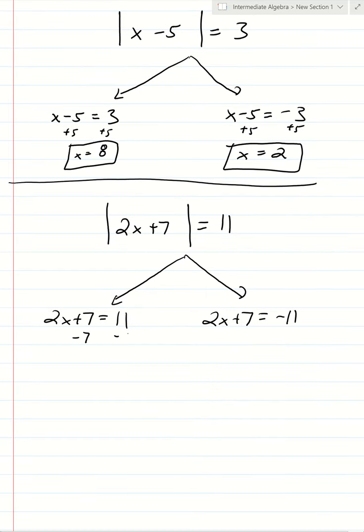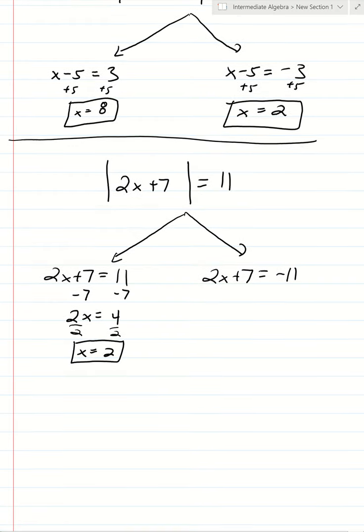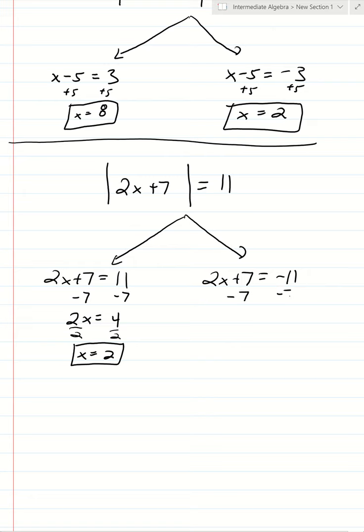I begin by subtracting 7 on both sides of the first equation, giving us now 2x on the left, and it would equal 4 on the right. As we divide both sides by the number 2 to get x alone, we get x equals 2 as one solution. To get our second solution, I have to once again subtract 7 on both sides. That would give us now 2x on the left and a negative 18 on the right. As we divide both sides by the positive 2, we now, of course, get x equals a negative 9 as our second solution.